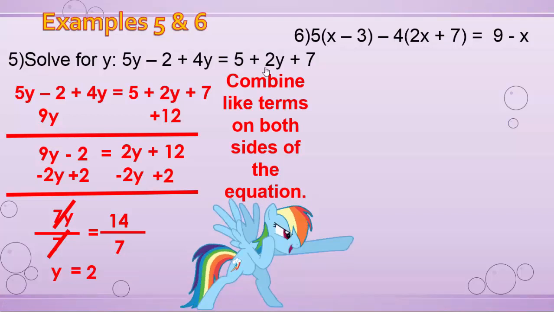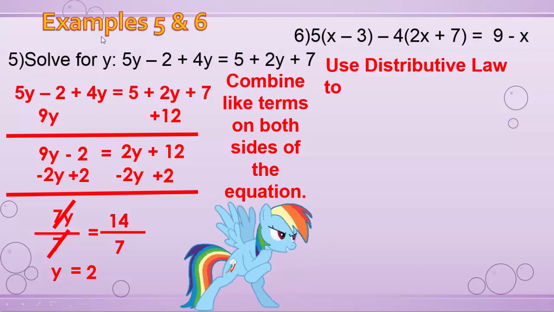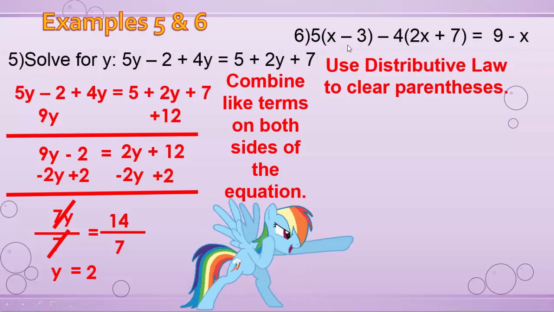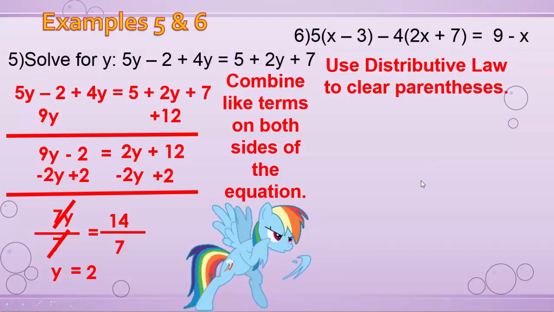In example number 6, I'm asked to solve for x, but I have 5 bracket x minus 3 close bracket minus 4 bracket 2x plus 7 close bracket is equal to 9 minus x. In number 6, I need to use the distributive law to clear the parentheses because I have these parentheses here and I can't do anything until I multiply through using the distributive law.